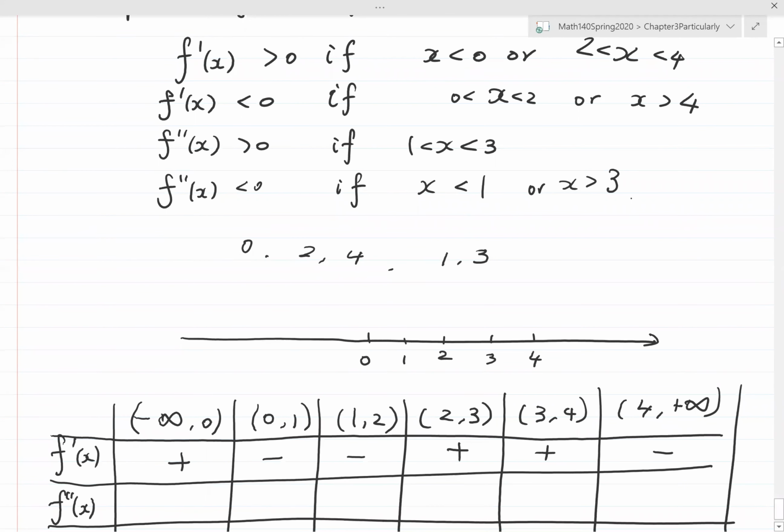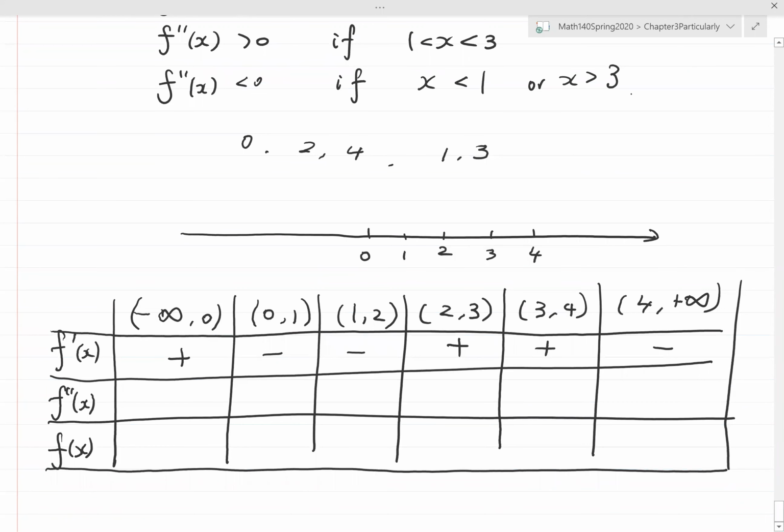Now we look at the second derivative. Look at the first line on the screen. The second derivative is positive for x from 1 to 3. Sorry, it's the second derivative, not f. So it's positive from 1 to 2 and 2 to 3, and the remaining, less than 1 or greater than 3, is negative.